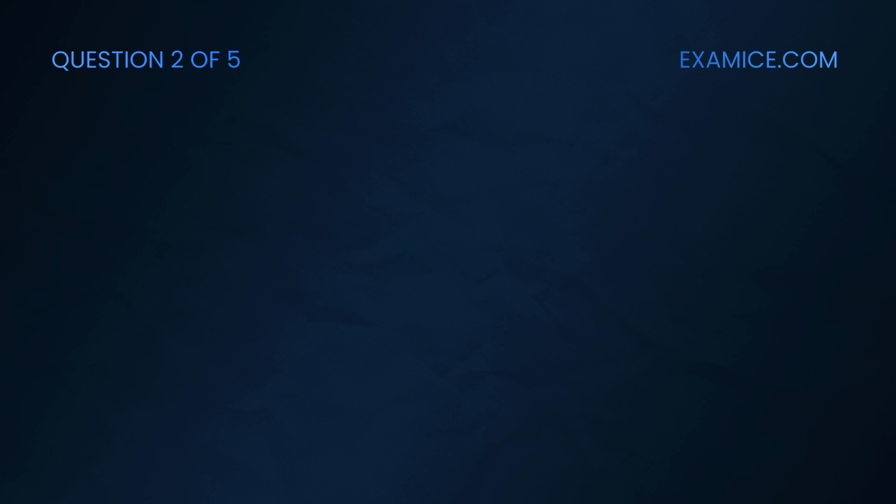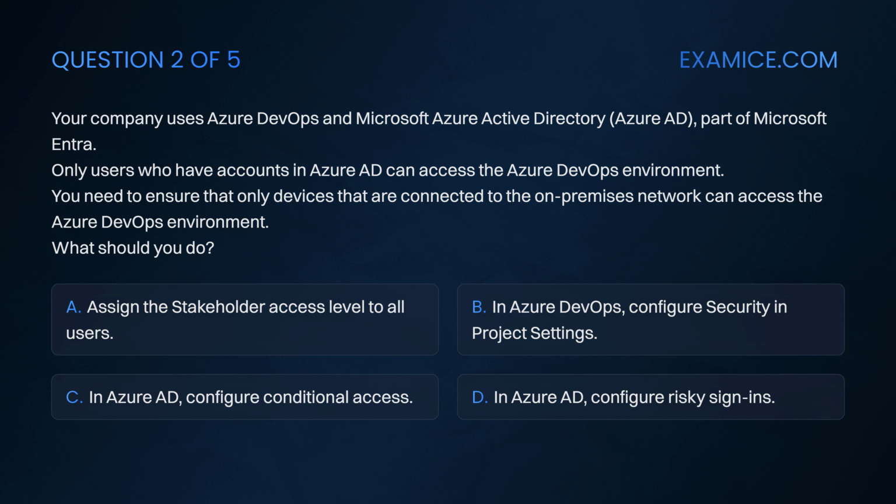Question 2. Your company uses Azure DevOps and Microsoft Azure Active Directory, part of Microsoft Entra. Only users who have accounts in Azure AD can access the Azure DevOps environment. You need to ensure that only devices that are connected to the on-premises network can access the Azure DevOps environment. What should you do? Option A, assign the stakeholder access level to all users.